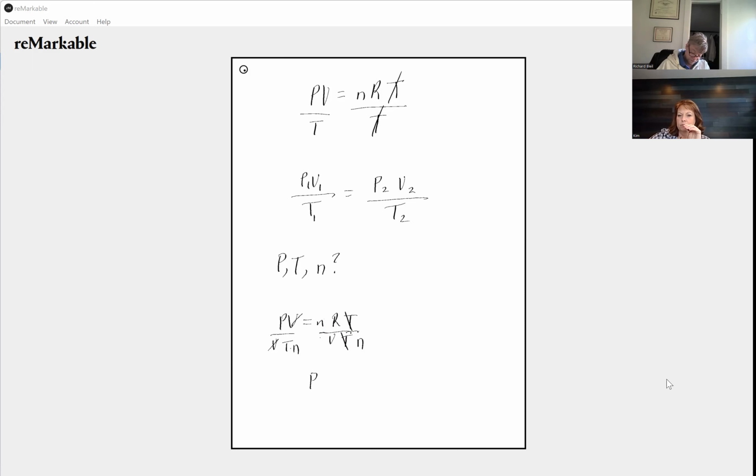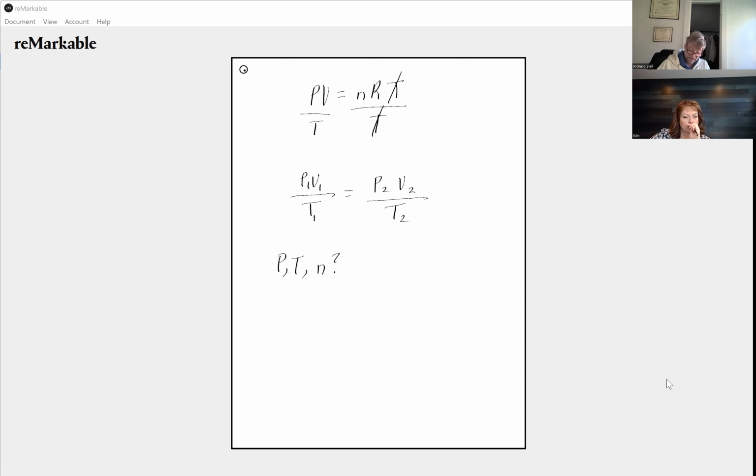So divide both sides by volume to cancel on this side. Divide both sides by temperature to move this temperature. We also need to divide both sides by the number of moles because we're changing the number of moles. So we cancel that on this side. Let's do that again from scratch because I feel like I kind of mucked it up.